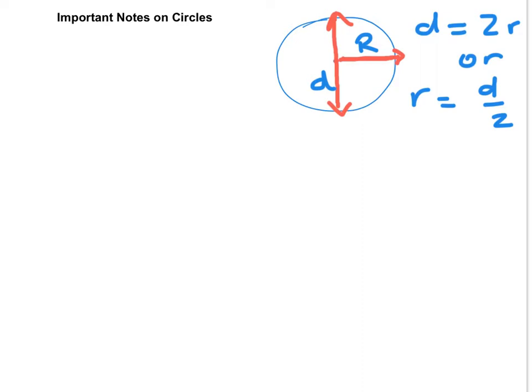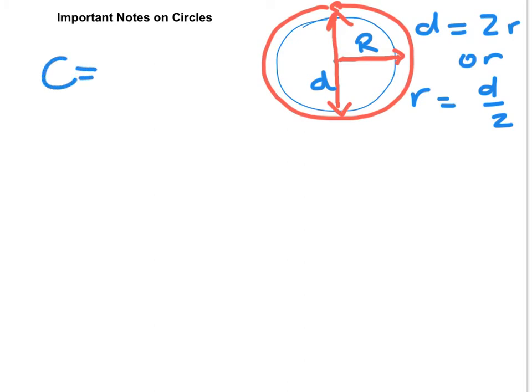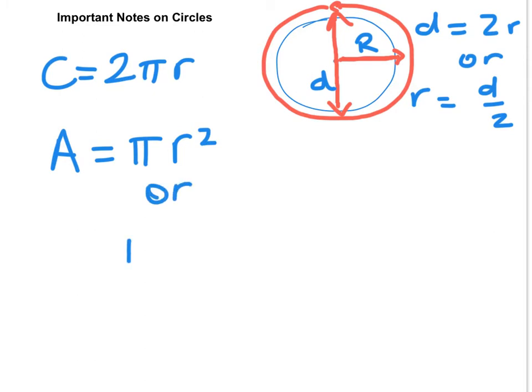Also, the circumference is the distance around the outside of the circle. It's like the perimeter of the circle. The formula for circumference is 2 pi times r. Now pi, remember, is this number 3.14. And then, the area is pi r squared. Or we can also think of it as pi times r times r.